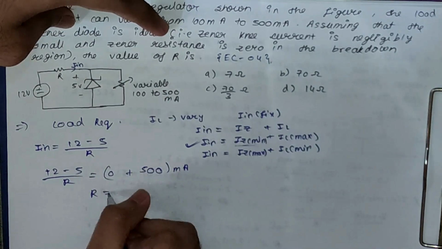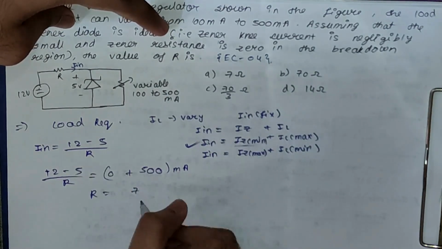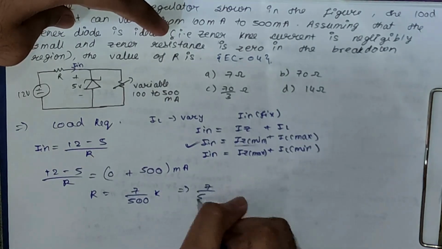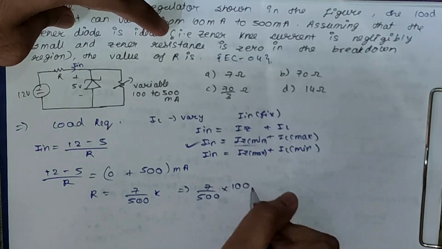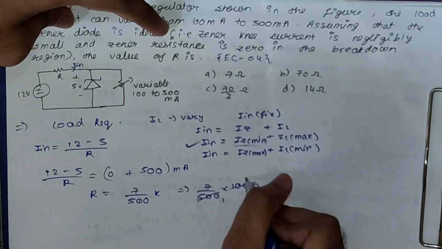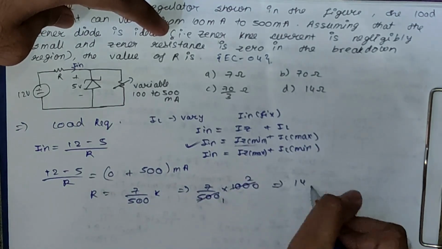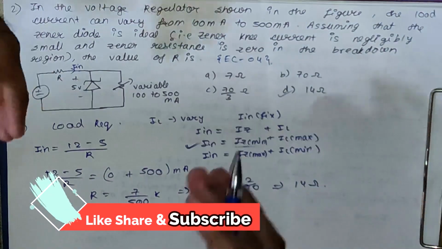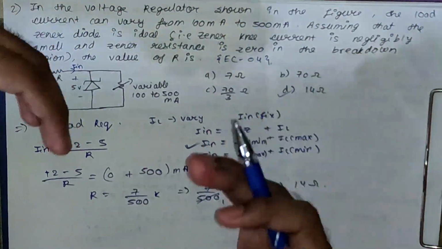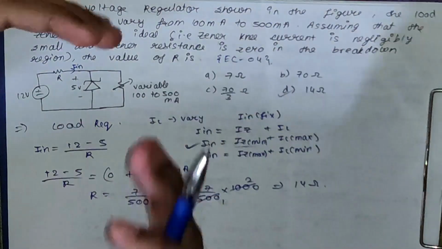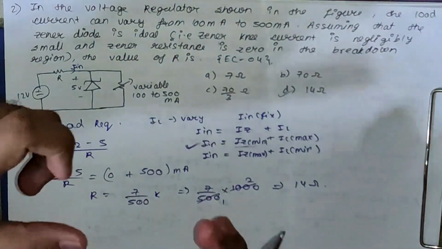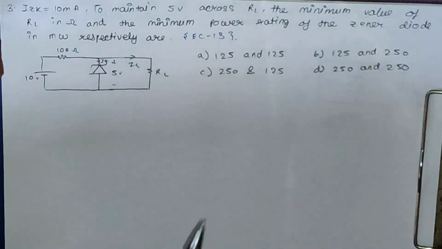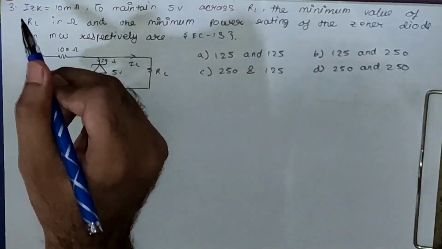So our R will be 12 minus 5, which is 7, upon 500 K, right? It is 7 upon 500 into 1000. So we will get the resistance value as 14 ohm. So from the options you can see the correct option is option D. So you can clearly say if you narrow down the things which you are given in the question, you will get to the answer very quickly and without any mistake. Now onwards I'm not going to write the equation again and again. We will directly use the trick. So let's see this third question.